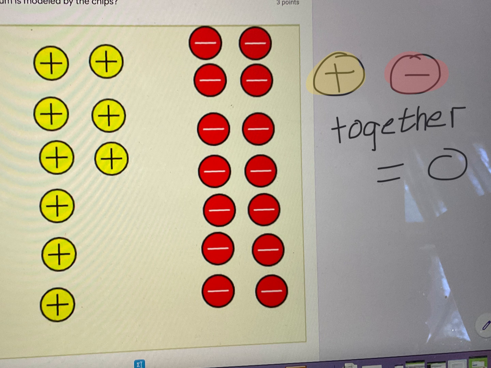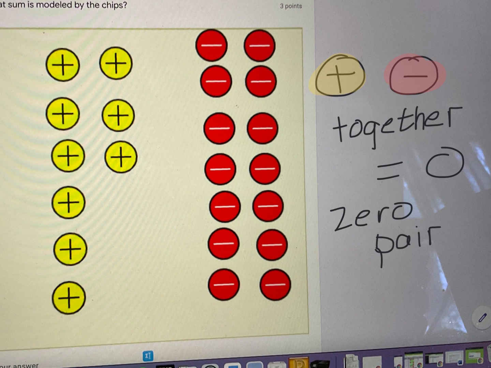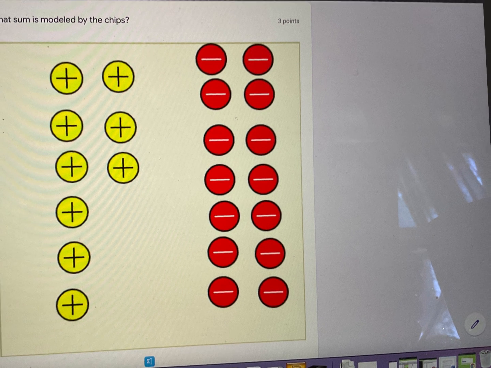Imagine if you owe somebody $1 and then somebody gives you $1, you should use that dollar to pay them back, right? And so then you've got nothing. So every positive chip combined with a negative chip equals 0. The word for this is called a zero pair because it's two chips that when you put them together equal 0. So how that helps you in order to be able to add these two numbers together is to think about how many pairs do you have that cancel each other out.